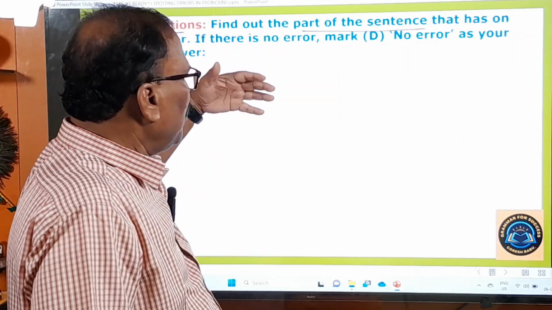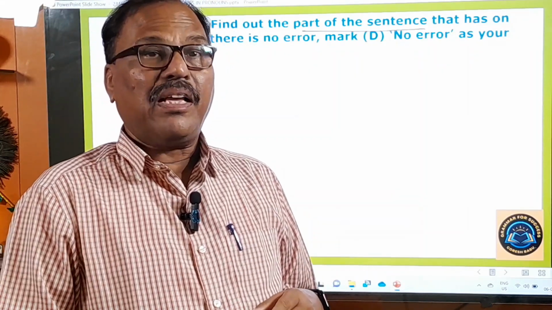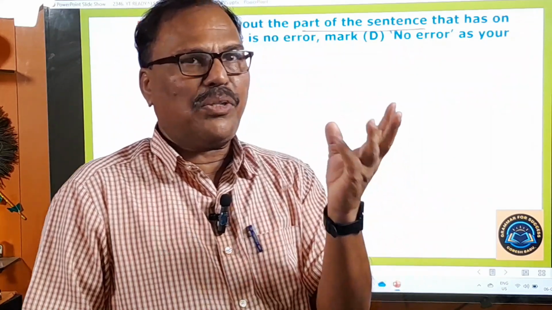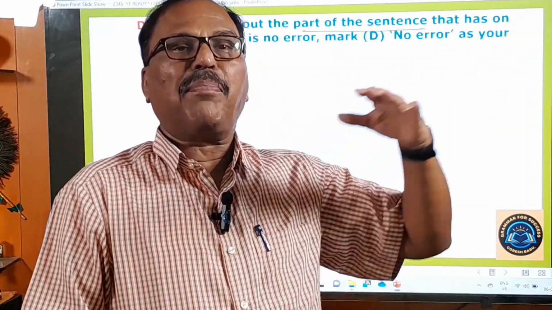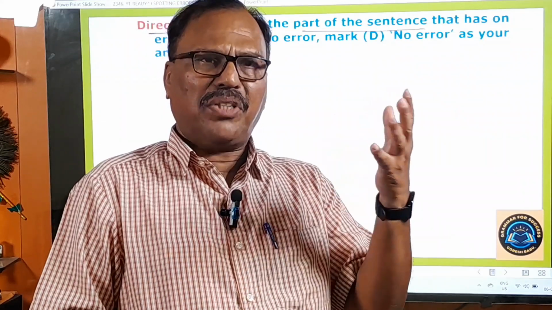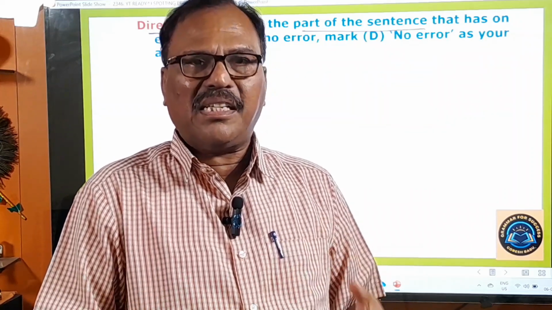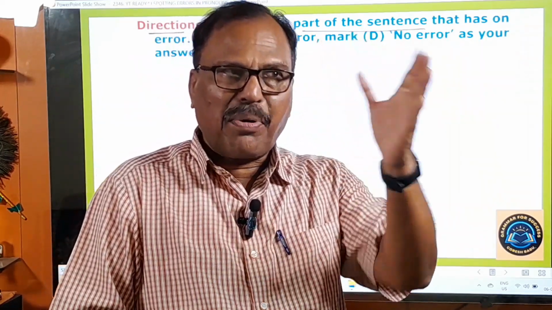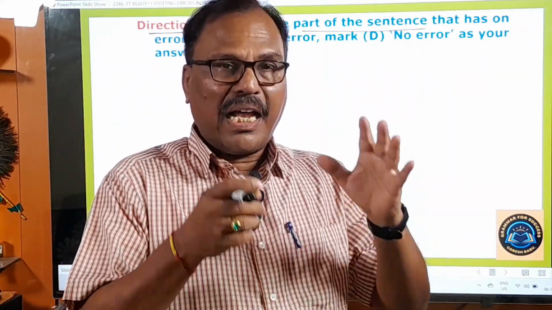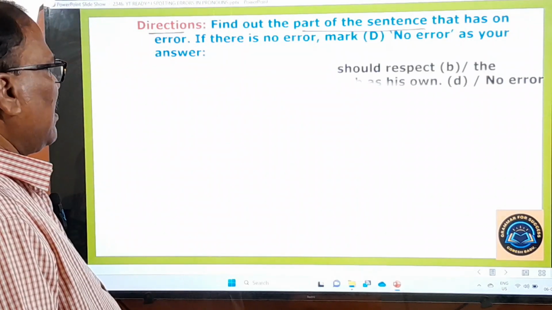Before going on to the sentences, I would like to tell you one important thing. In spotting error questions, a question will be divided either into 3 parts or into 4 parts apart from the no error part. Whether a sentence is divided into 3 parts or 4 parts doesn't make any big difference. What matters is that you have to choose that part of the sentence that contains a grammatical error. That is very important.